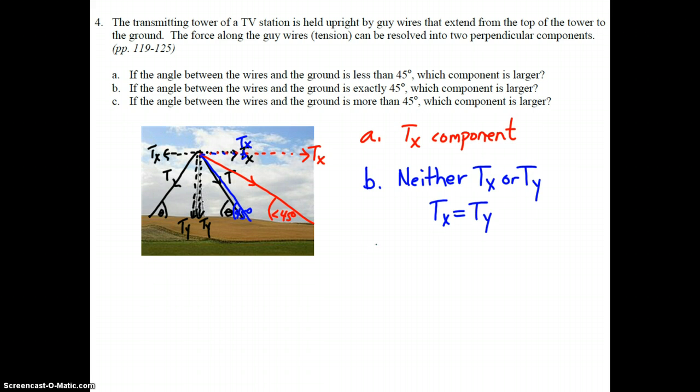Lastly, we'll do the answer to C in green. Color code it here for you. And the C asks if the angle between the wires and the ground is more than 45 degrees, which component is larger? We'll make this obvious with this wire right here. And this angle is greater than 45 degrees. And so in this one, the X component would be smaller, and the Y component would still be the same length as it is shown in the black diagram. Here it should be obvious that the Y component is the component that's larger.